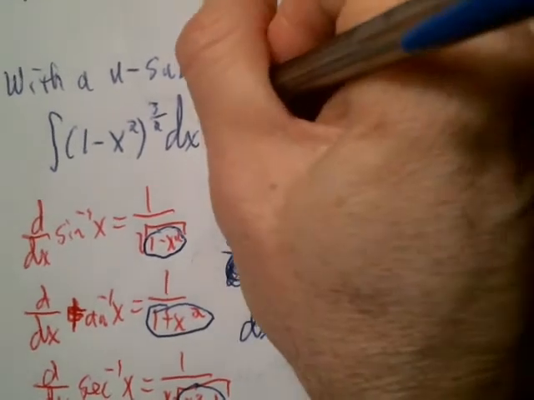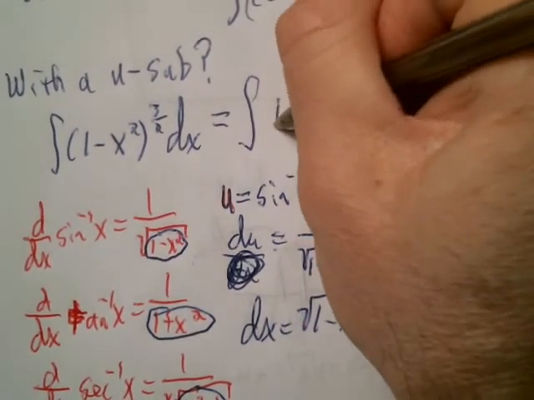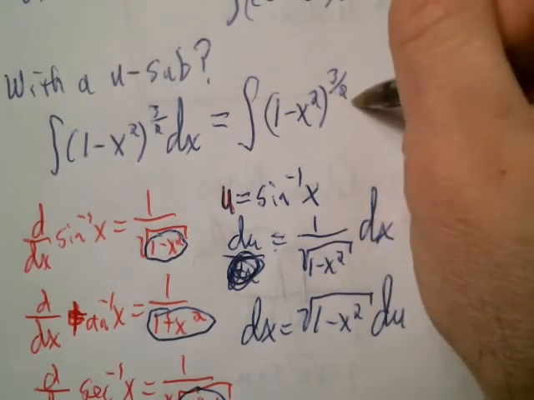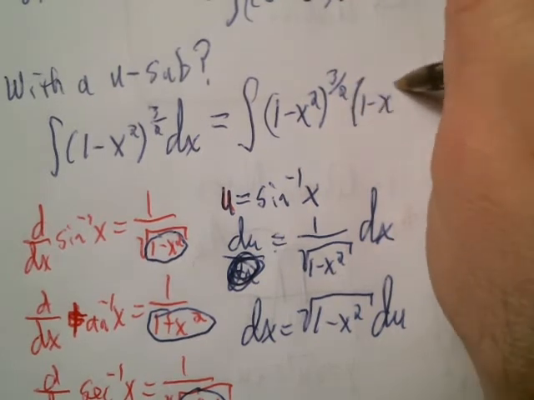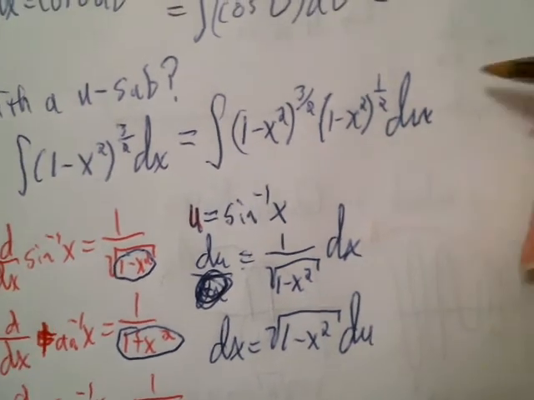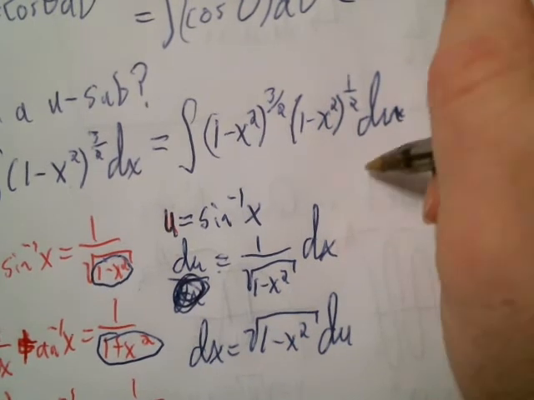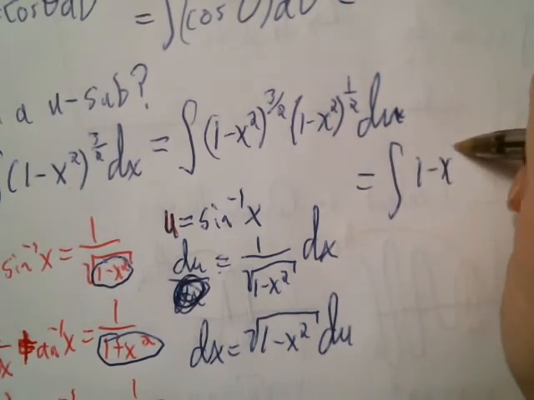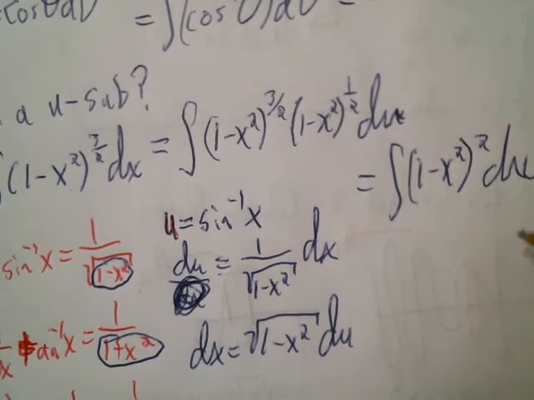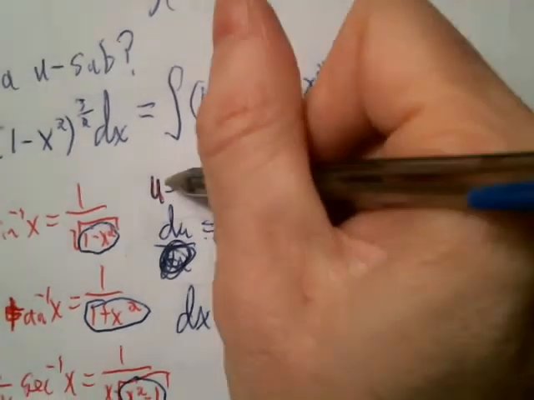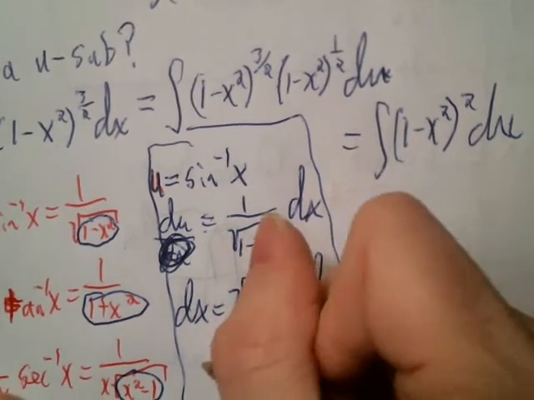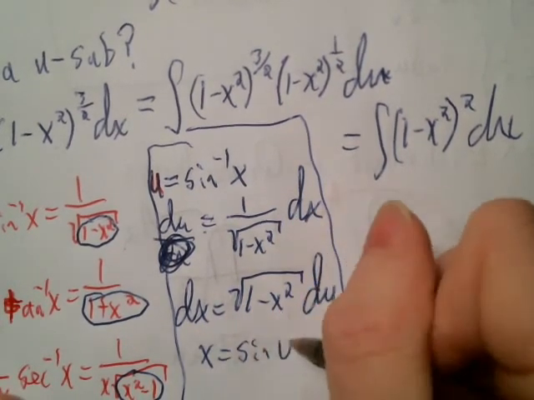Okay. So I can rewrite this thing as the integral of 1 minus x squared to the 3/2 times dx, which is now 1 minus x squared to the 1/2, and then du. And then I can clean all this up. So this will equal the integral of 1 minus x squared to the 4/2, which is just 2, du. And I need to get everything in terms of u, right? So I can work with this given information, and say x must be equal to sine of u, right?